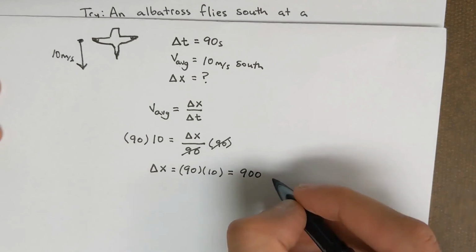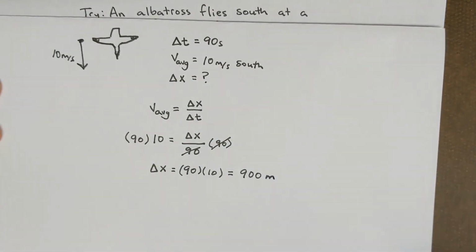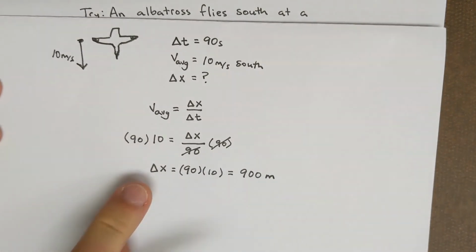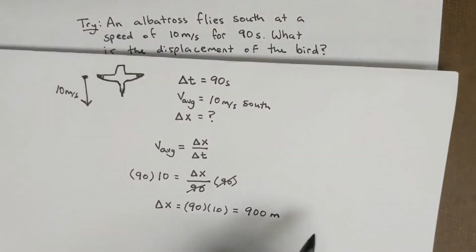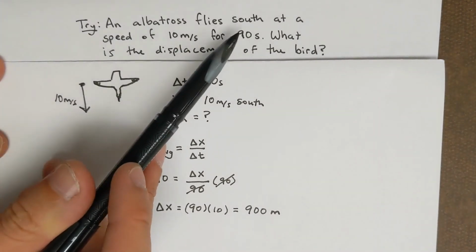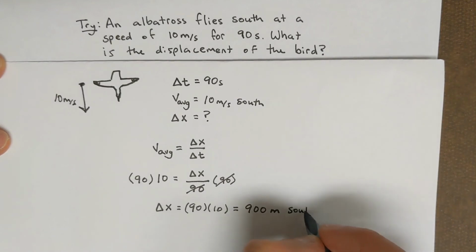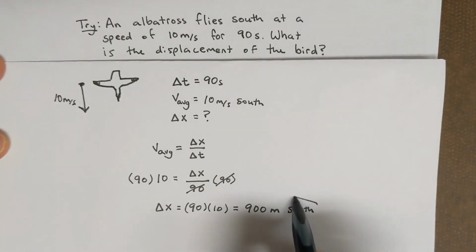The units for displacement here are, since the speed was in meters per second, meters for the displacement, so 900 meters. Remember the displacement is a vector, and we're being asked for the displacement, so we should specify direction. Which way is the bird flying? It's flying south, so its displacement is also going to be south. So this is our answer, 900 meters south.